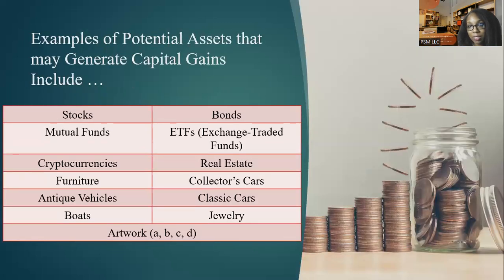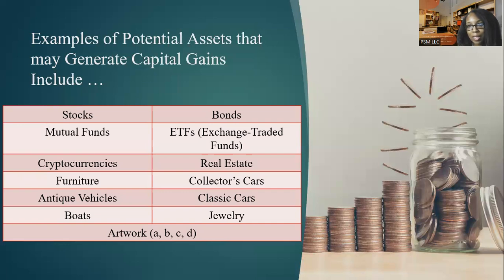Examples of potential assets that may generate capital gain include stocks, bonds, mutual funds, ETFs, also known as exchange traded funds, cryptocurrencies, real estate, furniture, collector cars, antique vehicles, classic cars, boats, jewelry, and artwork. Now, are these the end all be all assets that may generate capital gain? Absolutely not. There are many other assets where you could generate capital gain, but this is just to get you started and give you an idea of examples of assets that may generate capital gain.